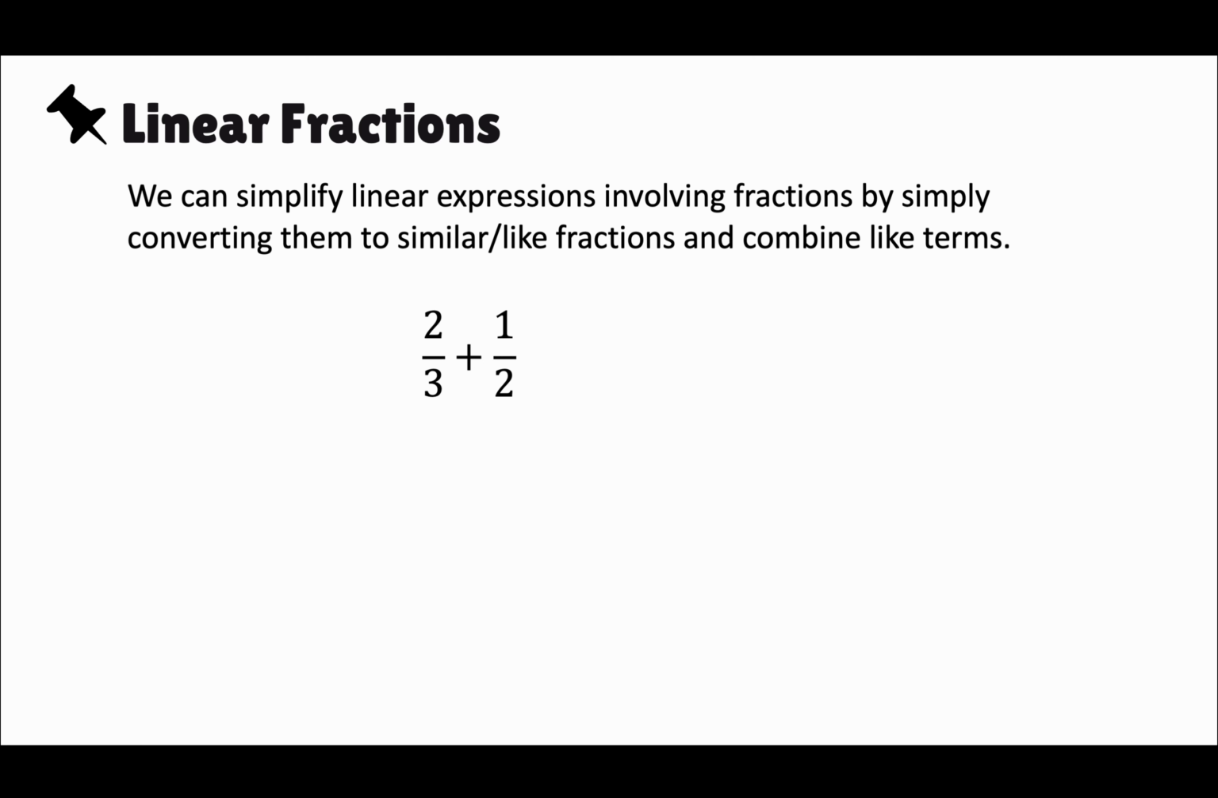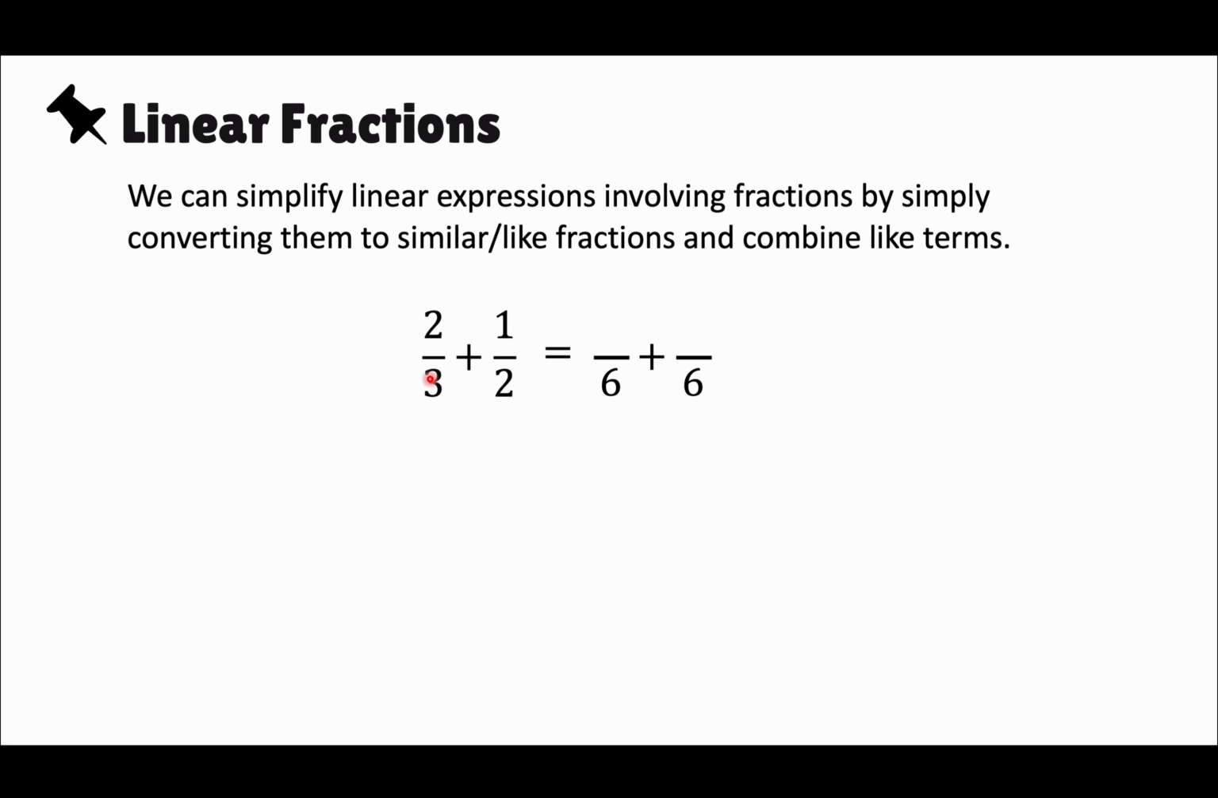Let's say we have 2/3 plus 1/2. We know that if we're going to add two fractions, all we have to do is make their denominators the same, or make them similar fractions, right? So to make their denominators the same, we have to find the LCM of the denominators, which is the LCM of 3 and 2. The LCM of 3 and 2 is 6. Therefore, I have over 6.